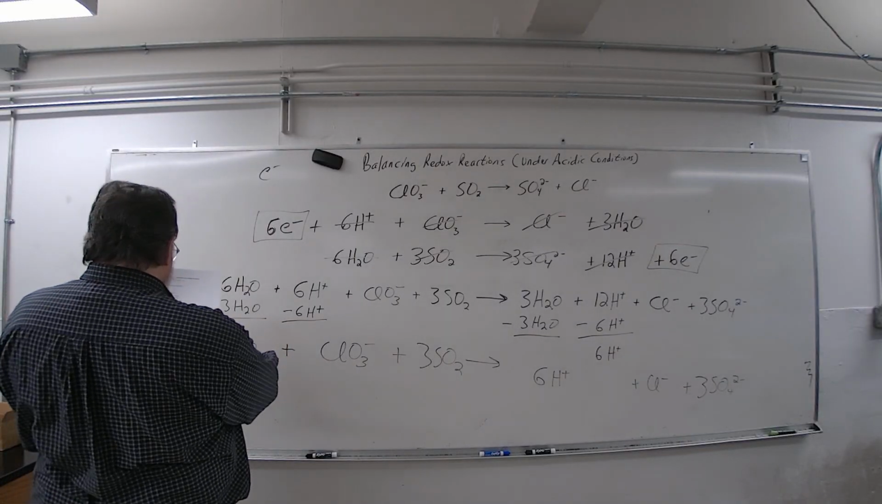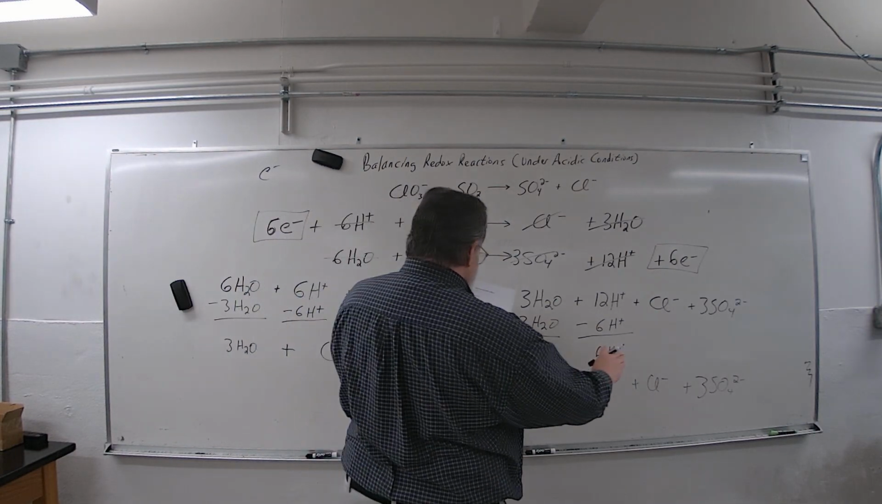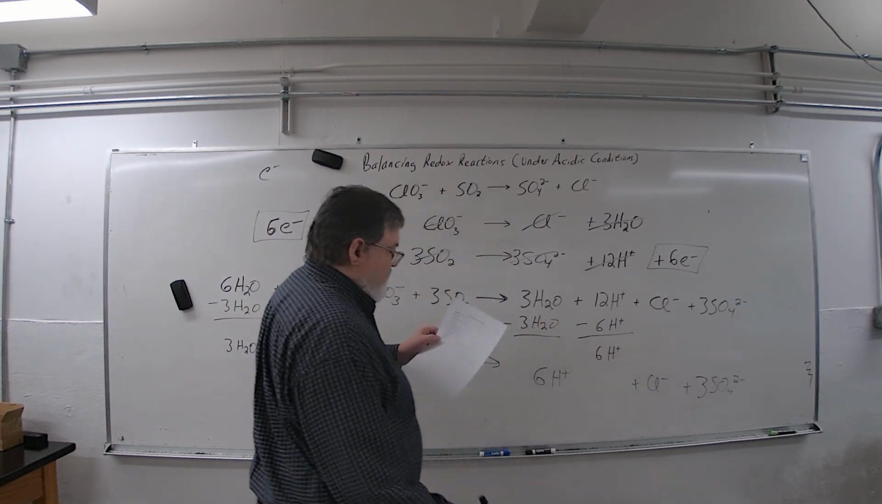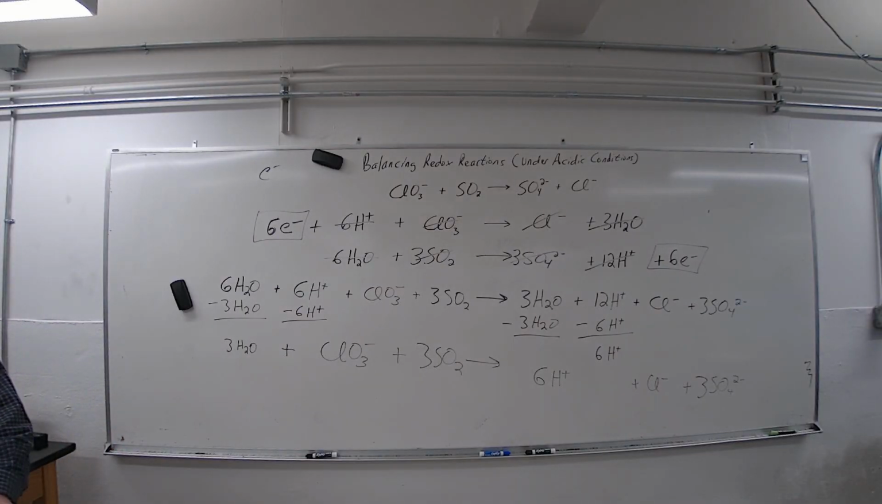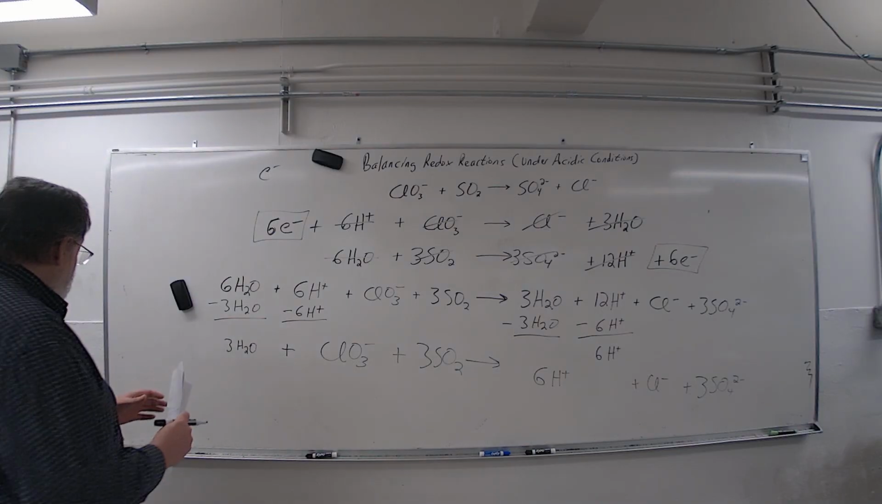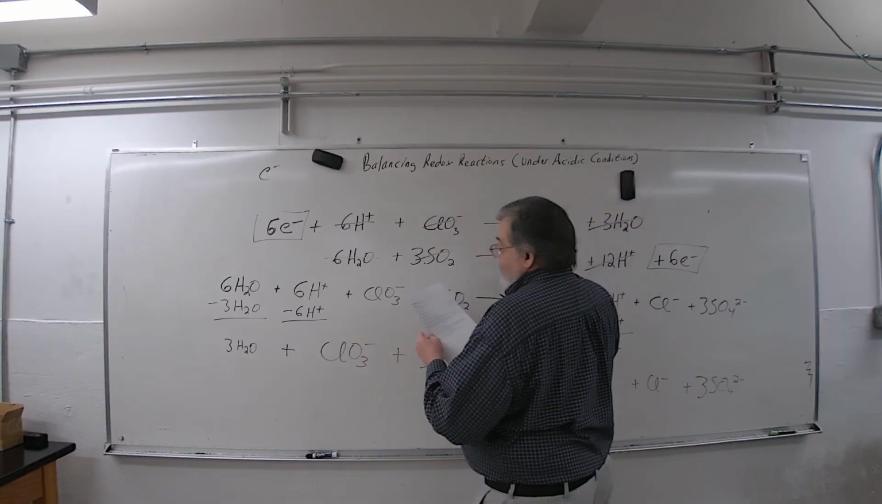ClO3, 3H2O, 3SO2, 6 H's, Cl, 3SO4. Did it right. You follow that? It's a lot of steps, but if you practice a few of these, I think you get it. Another example.